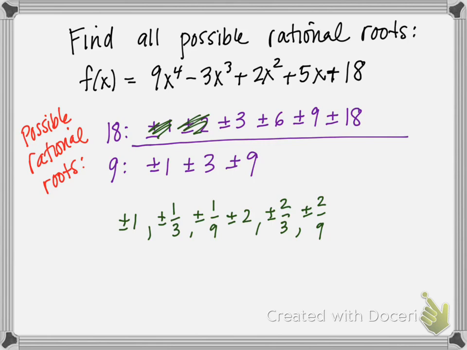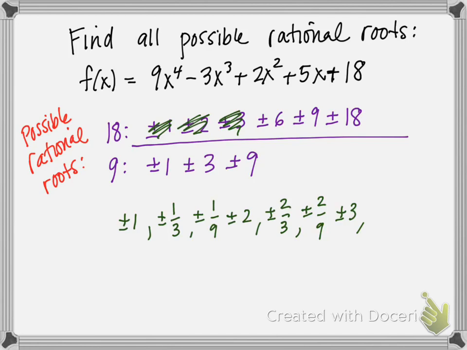Now we're on to the 3. So 3 divided by 1 is plus or minus 3. 3 divided by 3 is just 1, and we already have that, so we don't need to write that again. And then 3 divided by 9, 3/9 reduces to 1/3, and we already have that in our list here. All right, so the 3 is done.